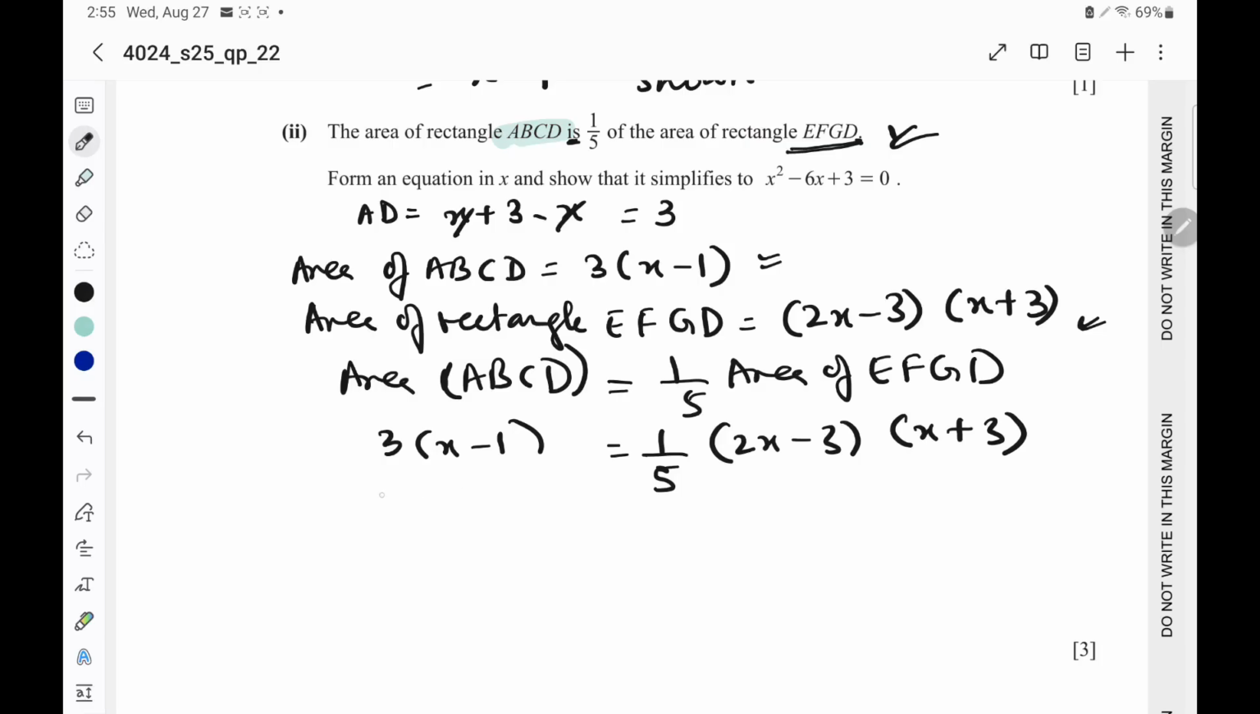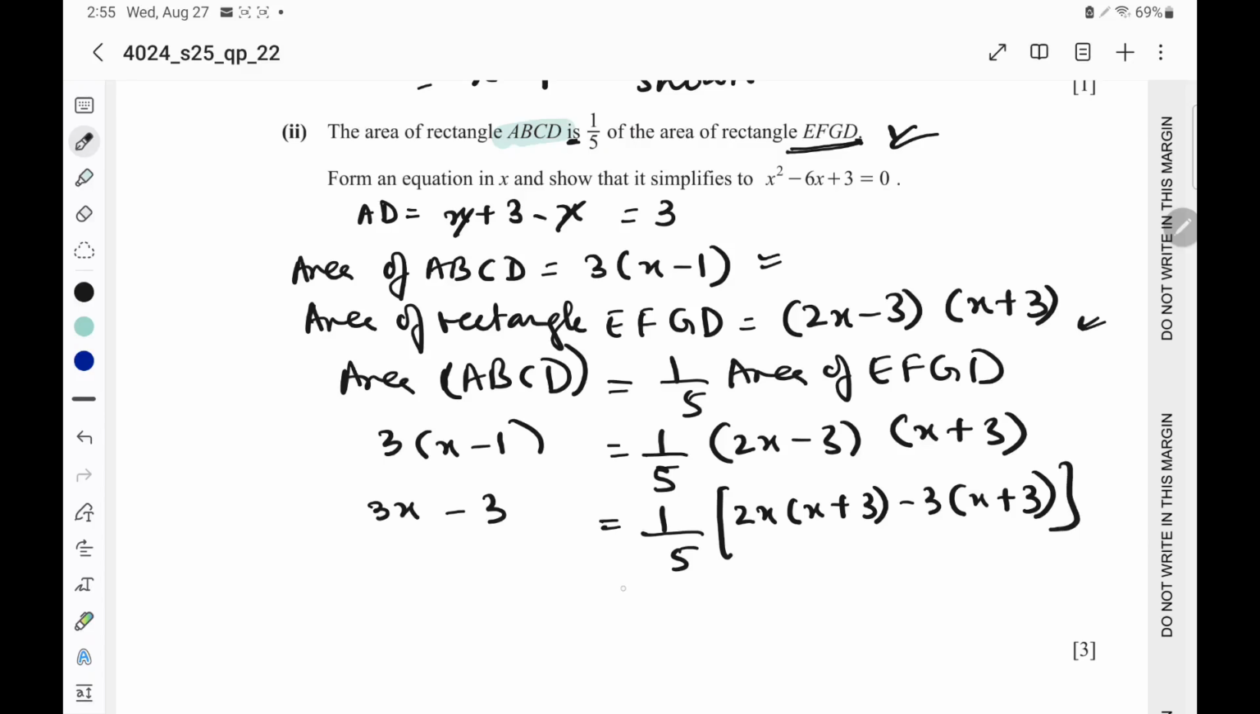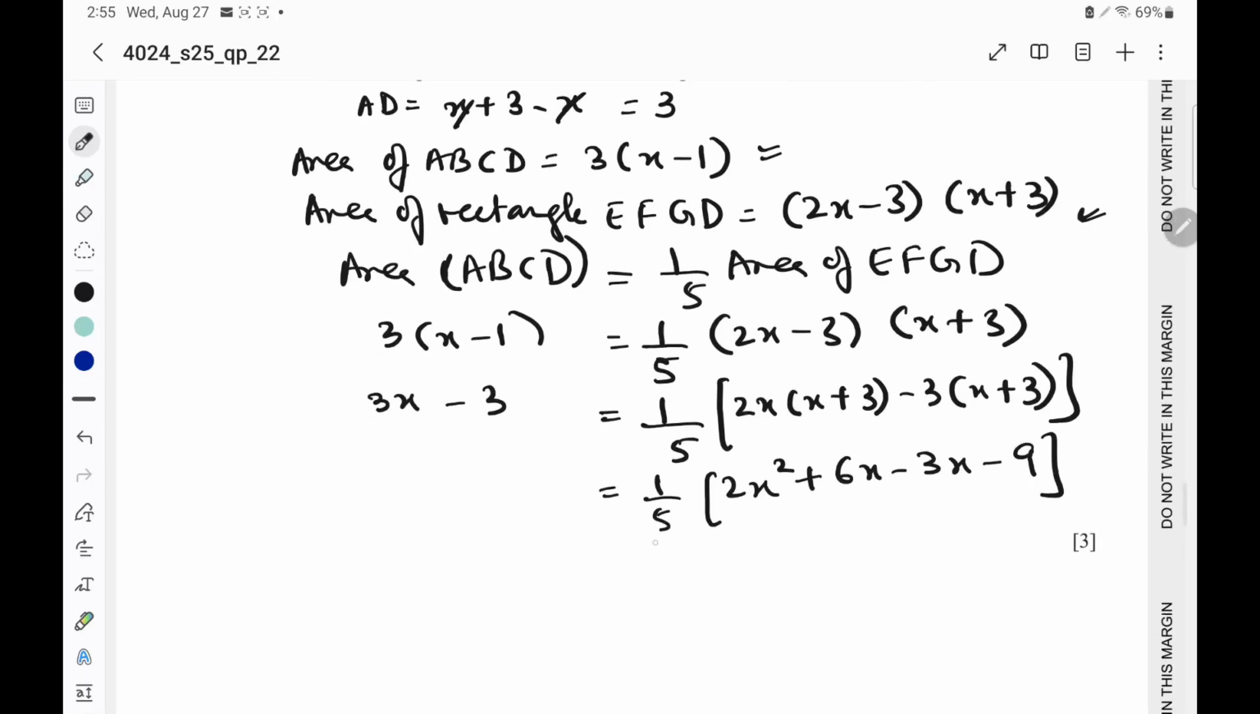Alright, so this is 3x minus 3 equals 1 upon 5 times, now you are going to multiply 2x times x plus 3 and minus 3 times x plus 3. So 1/5 times 2x squared, 2 threes are 6x, minus 3x minus 9. So that will become 1 upon 5 times 2x squared plus 3x, because 6 is the greater digit and they are opposite, that's why we are subtracting.